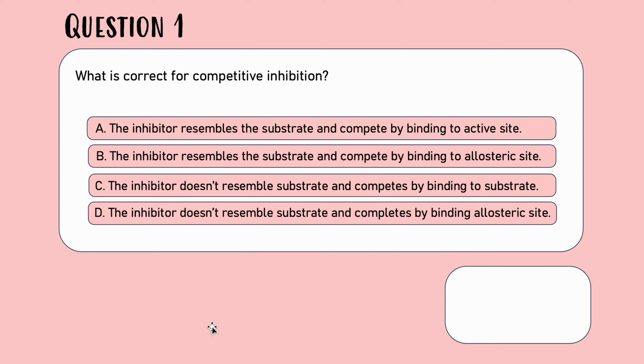So question time. What is correct for competitive inhibition? Try it for yourself, guys. The answer here will be the inhibitor resembles the substrate, remember? And it competes by binding to the active site. So A is definitely correct. Let's see why the other ones are wrong. The inhibitor resembles the substrate. That's true so far, but it does not bind the allosteric site. That happens in non-competitive inhibition. The inhibitor doesn't resemble. That's not true. They do resemble. So the answer is definitely A.